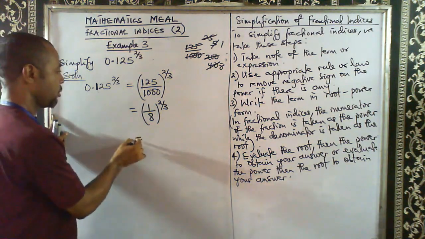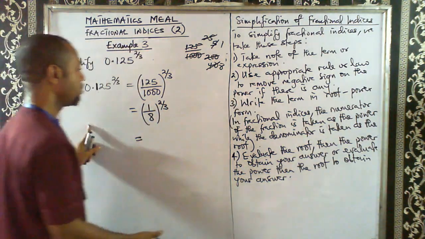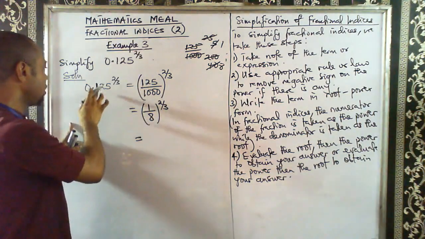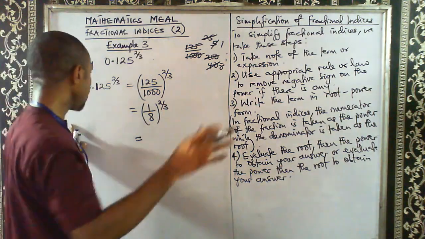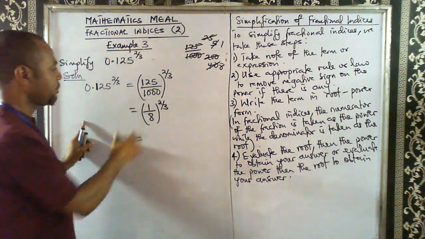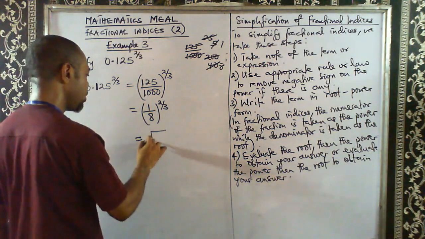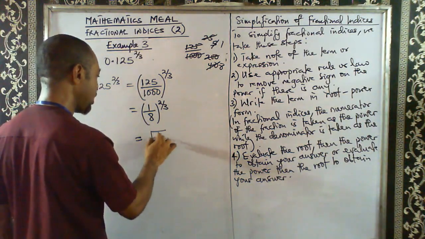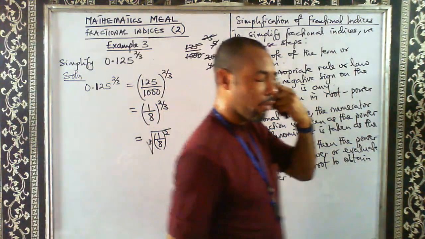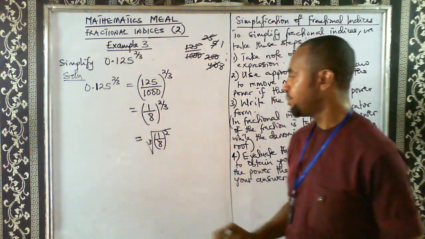So let's continue. We now write this in root power form. We have taken note of this, and when we took note of this, we discovered that there's going to be a stumbling block because of the decimal. That's why we have to change it to fraction. So in root power form, this is going to be cube root of 1 over 8, to power of what? To power of 2. This is the root, this is the power.